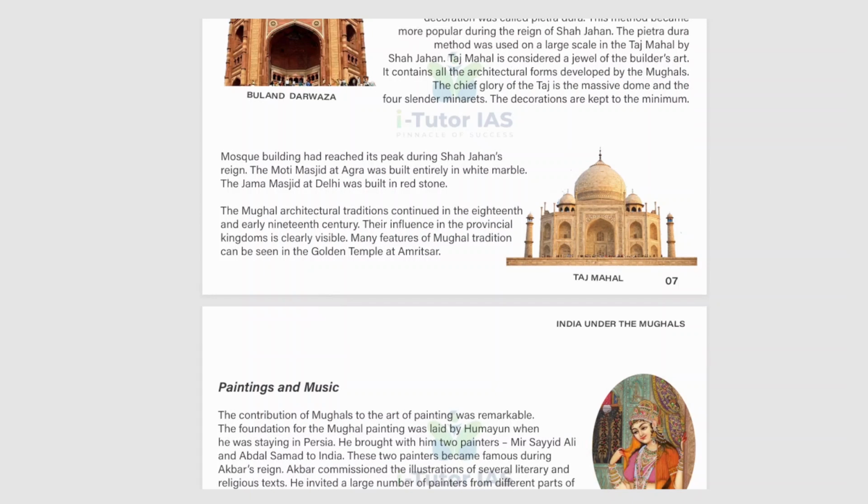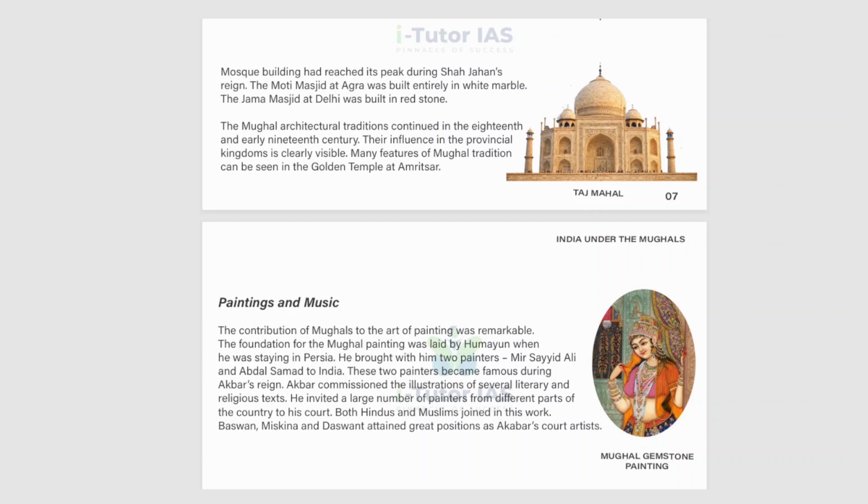Mosque building had reached its peak during Shah Jahan's reign. The Moti Masjid at Agra was built entirely in white marble, and the Jama Masjid at Delhi was built in red stone. The Mughal architectural tradition continued in the 18th and early 19th century, and their influence in the provincial kingdoms is clearly visible. Many features of Mughal tradition can be seen in the Golden Temple at Amritsar.